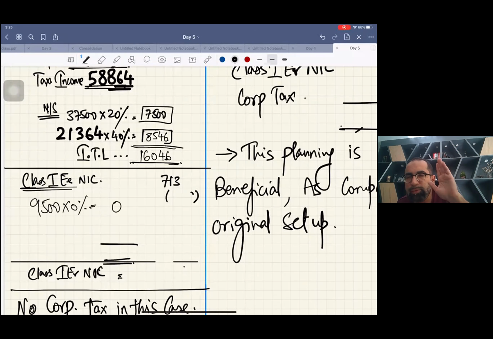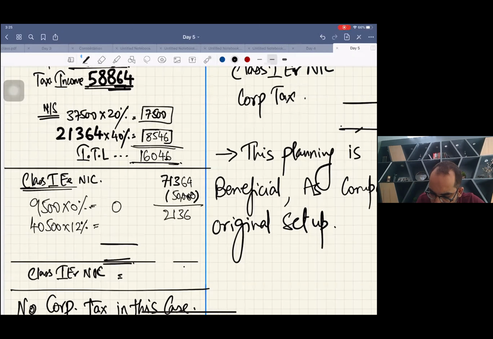For the second band, 9500 to 50,000, it's 40,500 times 12%. And then 71364 less 50,000 is how much? 21364. Thank you. 21364 is at 2%. Can anybody tell me how much is 40,500 times 12%? 4860. Then 21364 times 2% is 427.